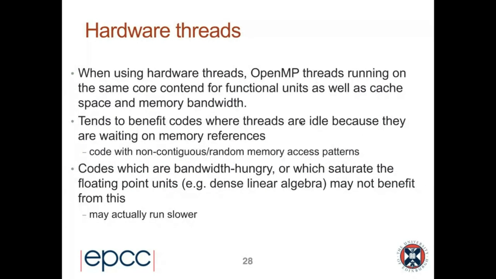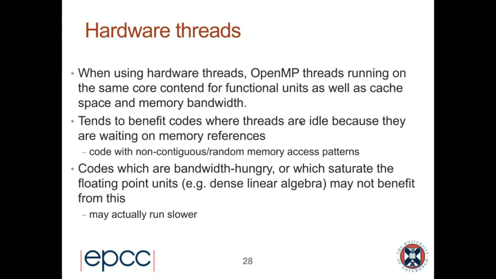Okay, so hardware threads. This is using simultaneous multi-threading, or what Intel calls hyper-threading. This is a hardware feature which allows us to run multiple threads per core without incurring context switch overheads. If we do that, then OpenMP threads running on the same core will contend for the functional units, particularly floating point units, as well as cache space and memory bandwidth. So using hardware threads tends to benefit codes where threads are idle because they're waiting on memory references. So this tends to be codes which have non-contiguous or pseudo-random or very scattered looking memory access patterns.